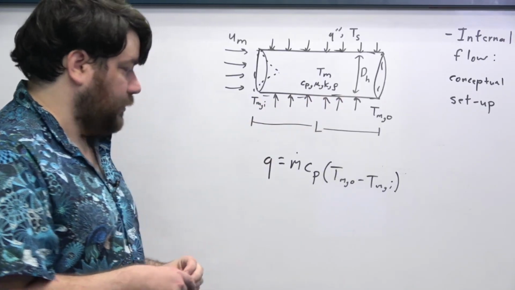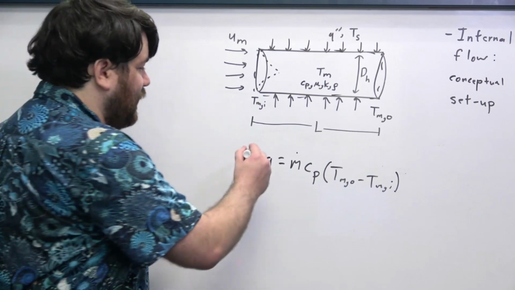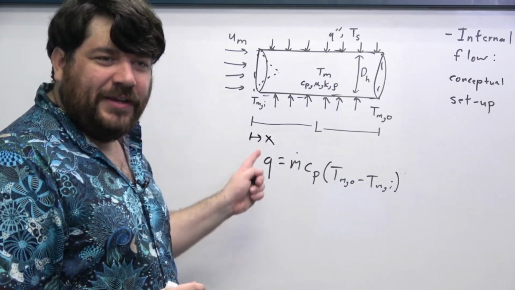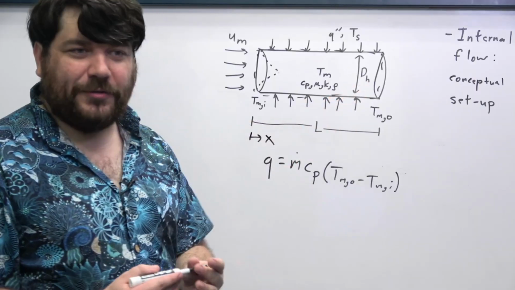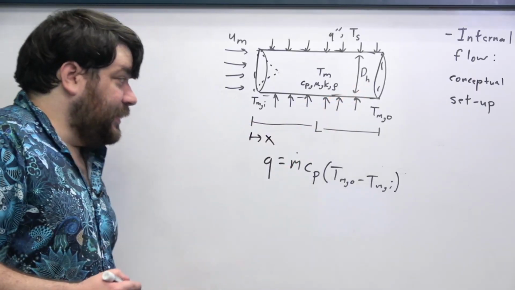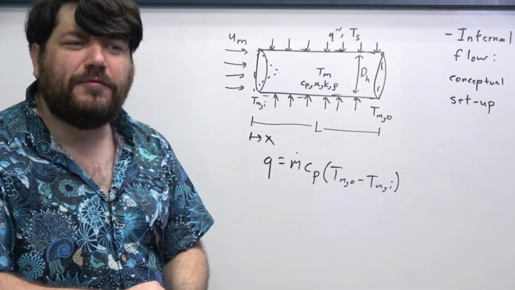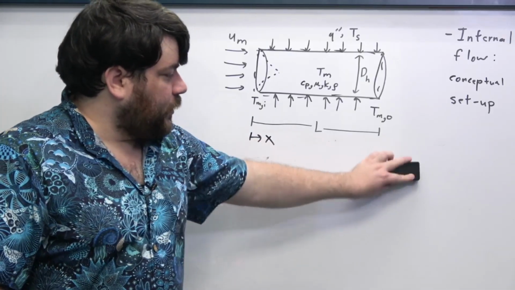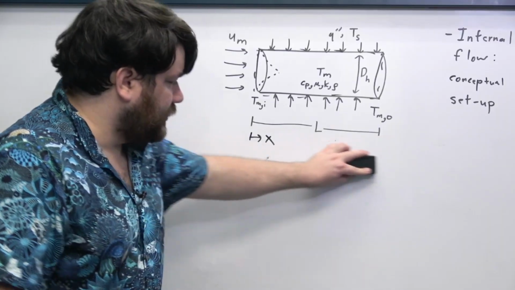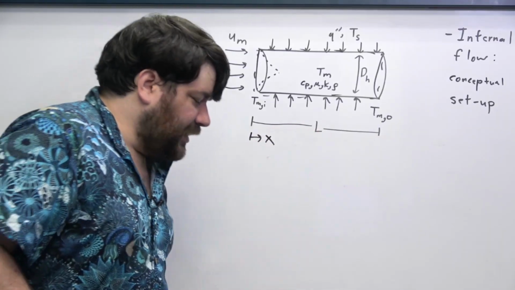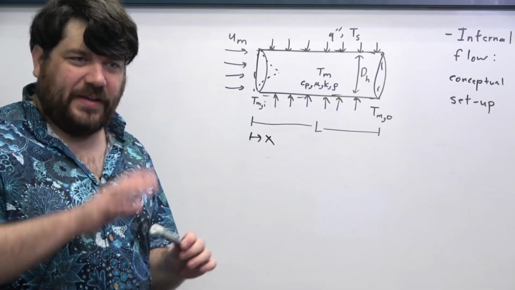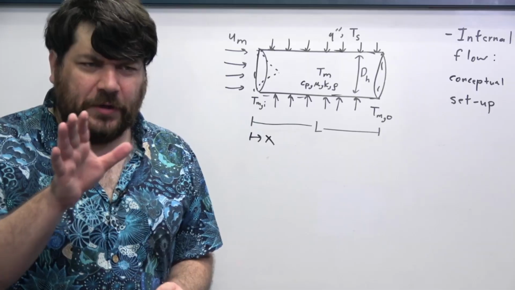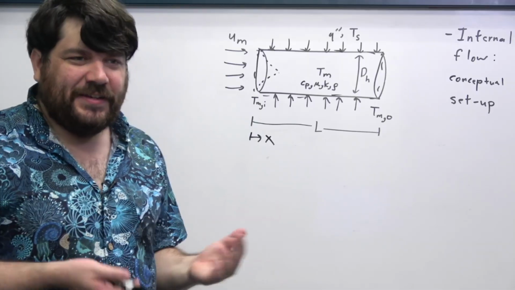All right? So to do that, the first thing we should do is define a little coordinate x that is equal to 0 at the inlet and grows to the outlet, and try to see if we can generate some kind of simplified energy balance that will give us an equation that governs that temperature change. Okay? So what is that equation?